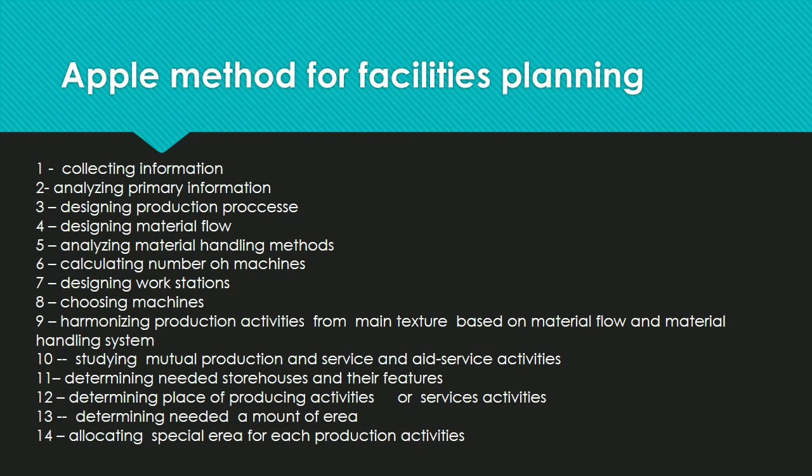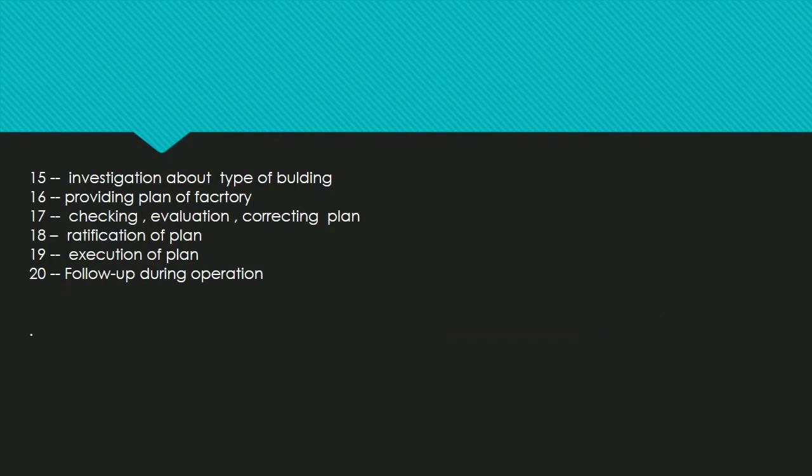determining the place of producing activities, determining the needed amount of area, allocating a special area for each production, investigating the type of building, providing a plan of the factory, checking, evaluating, and ratification of the plan, execution of the plan, and follow-up during operation.